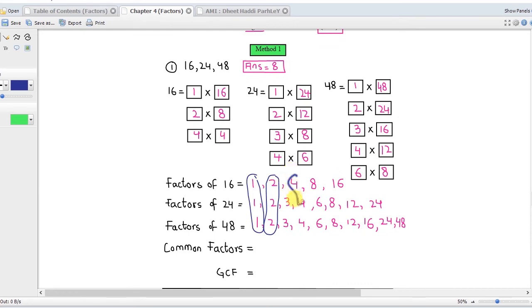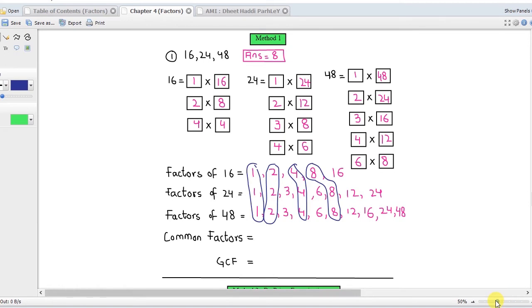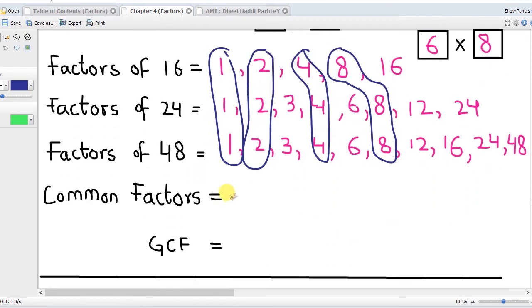Next, number 4, yes, number 4 is the common number. Then number 6 is not present in all these three numbers, so we are not going to take number 6. Yes, we have number 8, and then 16, no, 16 is not there in 24, so 16 is not present in all the three numbers. 12 is not present, 24 is not, and 48 is not. So the common factors that we are getting from all these three numbers are 1, 2, 4 and 8.